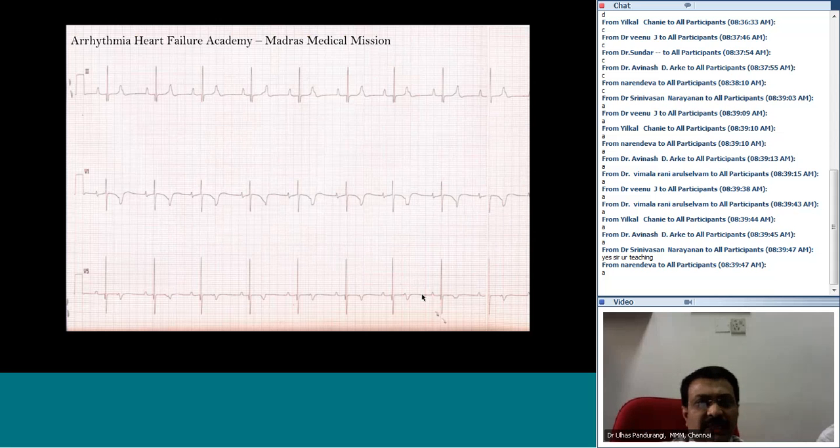This ECG belongs to an asymptomatic 5-year-old baby boy. It is an incidental detection. Please look at this carefully. I will bring your attention to some of the characteristic features of this ECG. And what is that? Fairly regular narrow QRS complexes. What we notice here is that the T waves are changing.